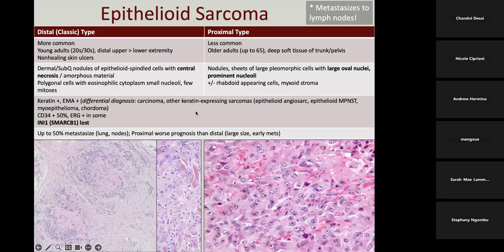And epithelioid sarcoma. So we mentioned epithelioid sarcoma previously in terms of a differential diagnosis with other tumors. It comes in two types, the distal or the classic type and the proximal type. Both have epithelioid cells that express keratin, that express EMA, that have loss of INI1 or SMARCB1 chromatin remodeling complex gene. In the distal extremities, they tend to look almost like these granuloma-like structures. In the proximal, they're just sheets of these ugly pleomorphic epithelioid cells.